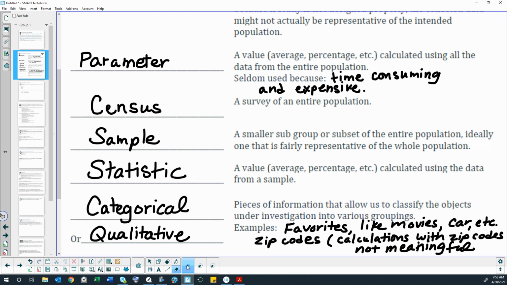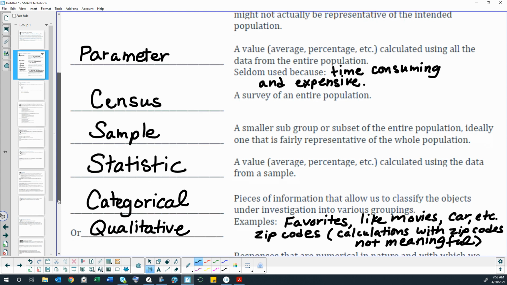I have an extra little dot there that I don't want, so I'm going to get rid of it. Okay. Hopefully you can read my handwriting.